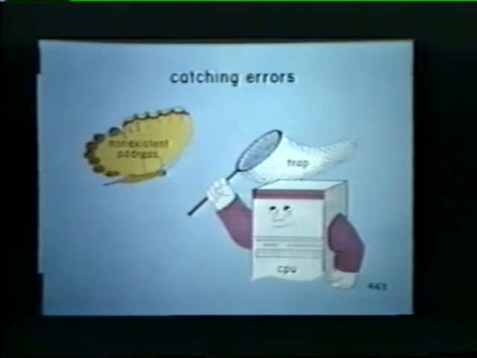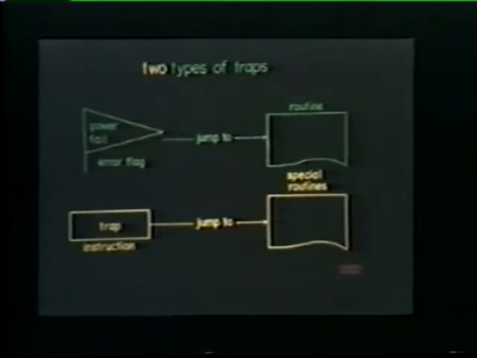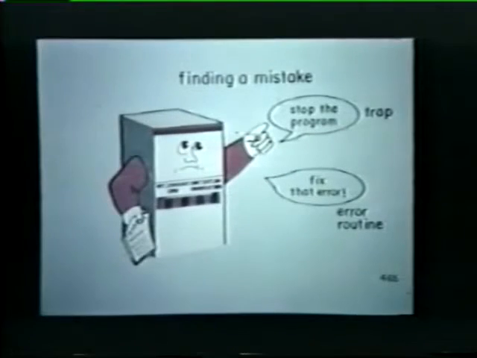In addition to interrupts, the CPU uses internal traps to service errors such as non-existent address or power fail. There are actually two types of traps. A hardware trap is caused by an error condition that is detected by internal hardware. And a software trap is caused by a trap instruction. In either case, the program jumps to a special handling routine.